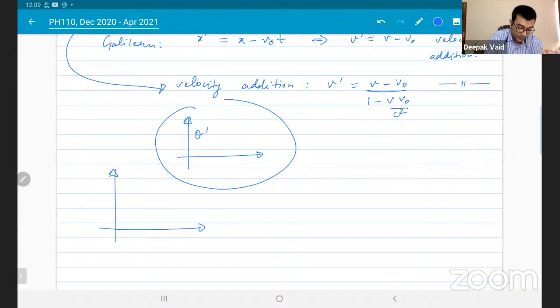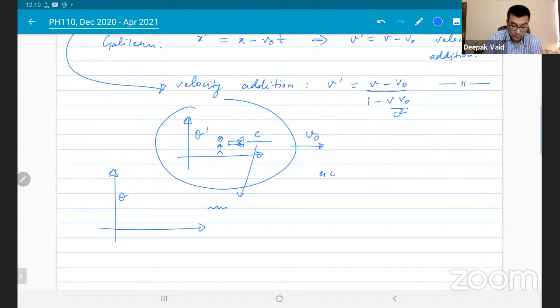And so this is your O prime and this is O. And in O's frame of reference, there is somebody holding a torch, and that torch emits a beam of light. What is the velocity of this beam of light as seen by O prime? It's c. Now O prime is moving with respect to O at some speed v naught, right? So what is the speed of this wave as seen by O?